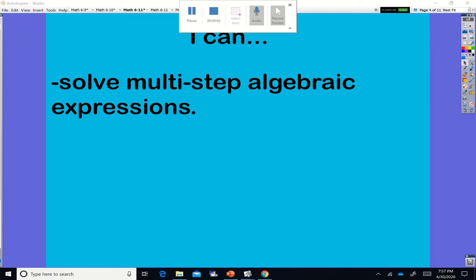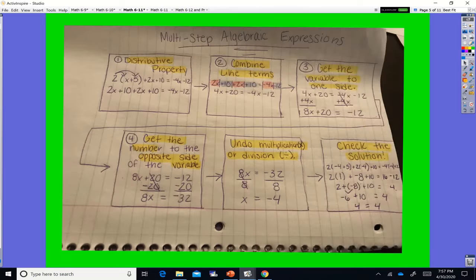Everyone, Miss Stemmer here. Today our I can statement is I can solve multi-step algebraic expressions. So yesterday we talked about one step, now we're going to multi-step. So make sure that you have these notes out and you're looking at them to help you. Just a review of them.